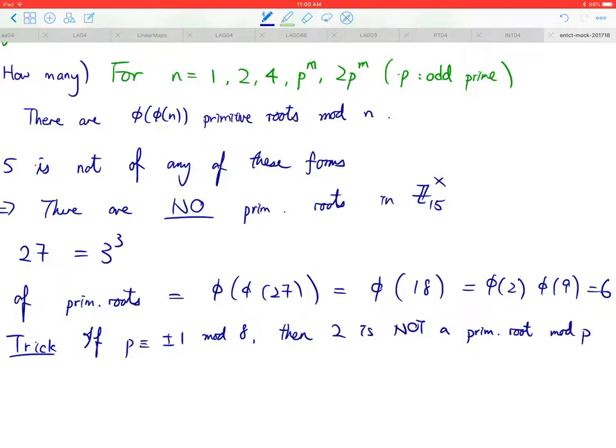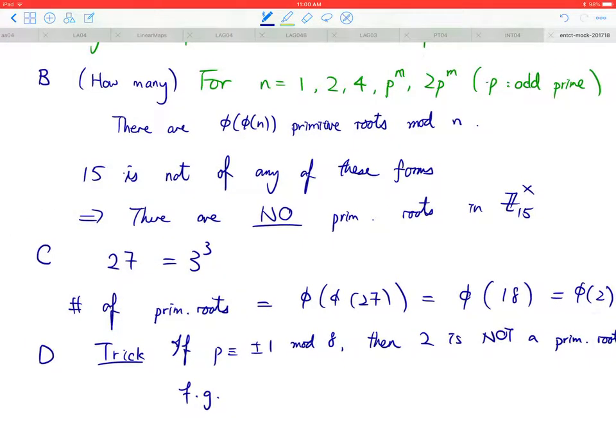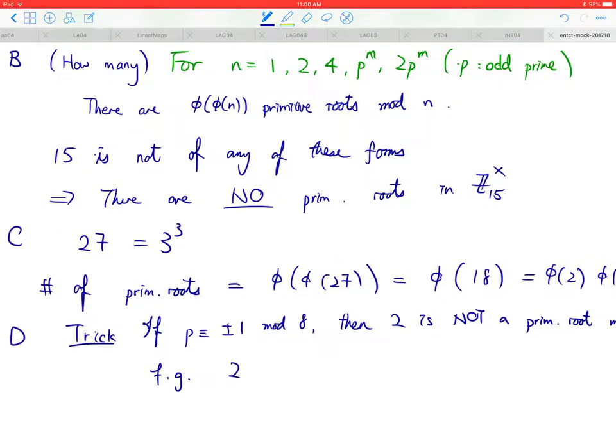Okay, so for example, 2 is not a primitive root modulo 17, because 17 is congruent to 1 mod 8. Okay, the reason why this trick works, again, we'll prove it in 2 weeks' time, but for the moment, it's good to bear in mind.